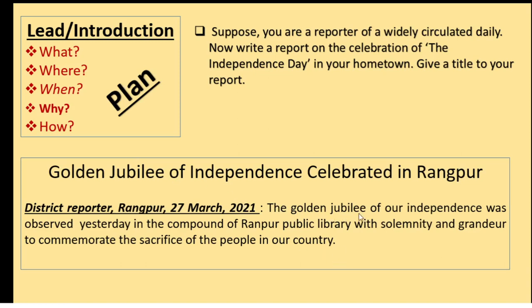So, what is the report about? The report is about the Golden Jubilee of our independence. Where did it take place? In the compound of Rangpur Public Library. When did it happen? Yesterday. Why did it happen? To commemorate the sacrifice of the people in our country. How did it happen? With solemnity and grandeur. So the lead or the introduction is, the Golden Jubilee of our independence was observed yesterday in the compound of Rangpur Public Library with solemnity and grandeur to commemorate the sacrifice of the people in our country.